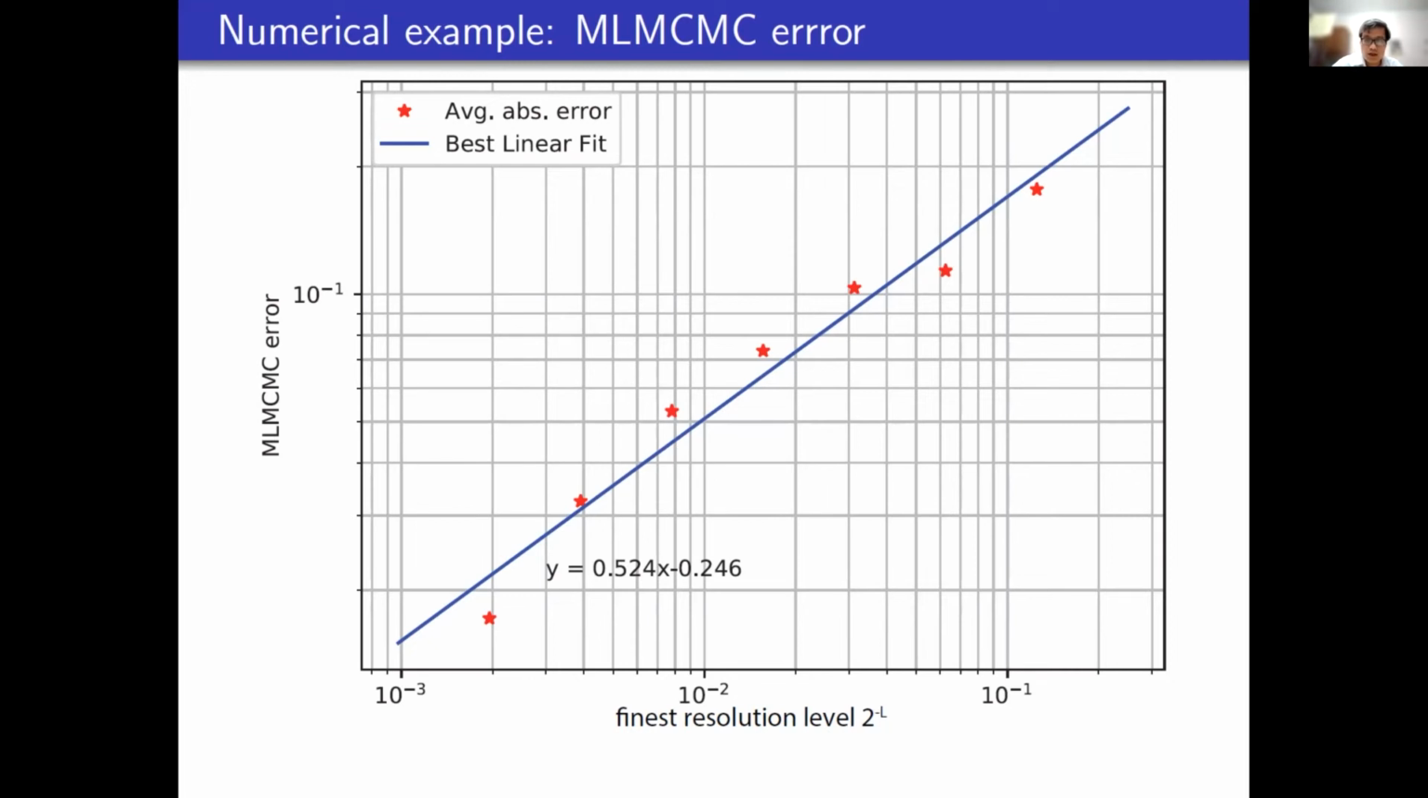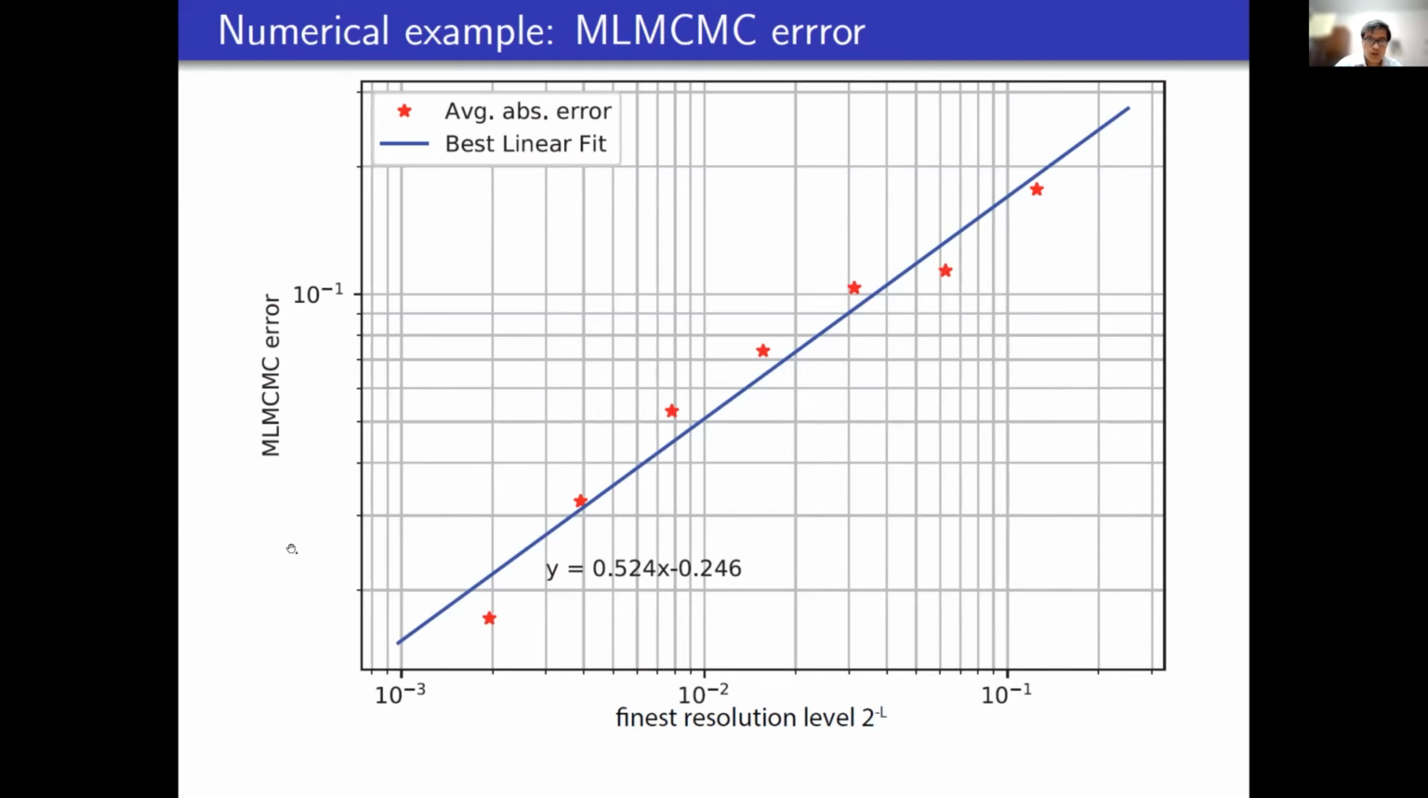In the log scale, you can see that the best fit straight line has the slope 0.5, so that fits the theoretical convergence rate h to the 1/2 that we have shown.